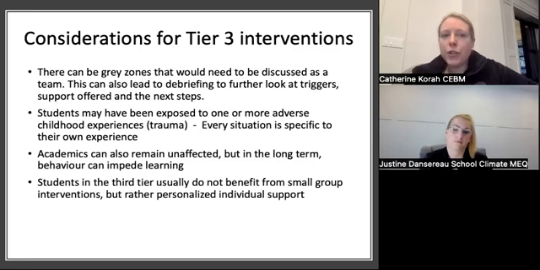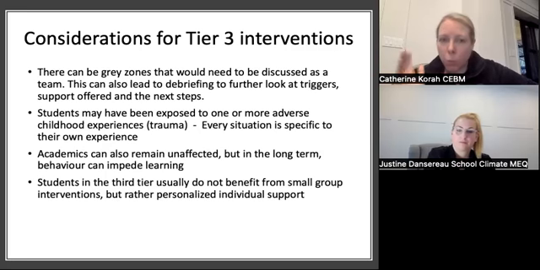And so in terms of interventions, we have come to realize, both in our roles, Justine and I, working with students, that by the time students get to third tier, they do have a harder time working in small group pull-out types of models. At this point, they probably benefit more from individualized, personalized types of supports one-on-one.